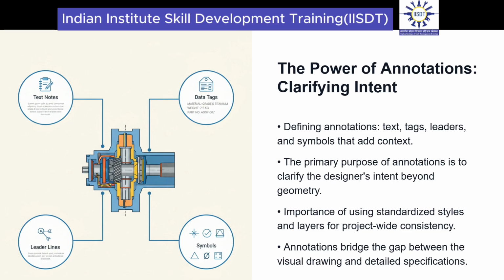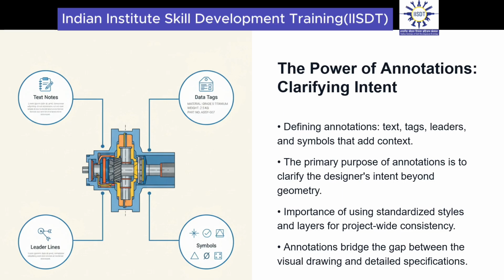Before we can schedule data, we must first understand how to label and describe it. This is where annotations come in. Annotations are the narrative layer of our technical drawings. They are far more than just random text. They are a structured system for communication, encompassing text notes, intelligent data tags, leader lines, and standardized symbols. Think of them as the silent guide for the manufacturer, contractor, or fellow designer who will interact with your work.